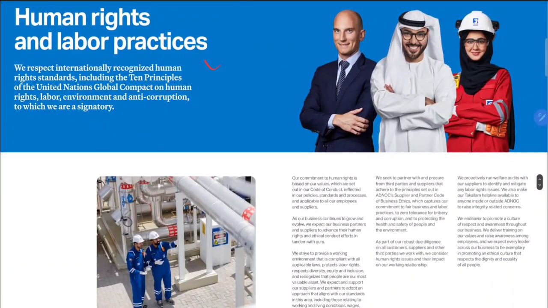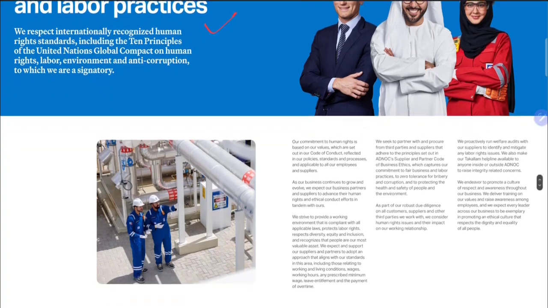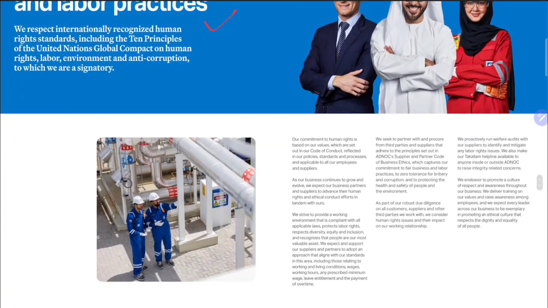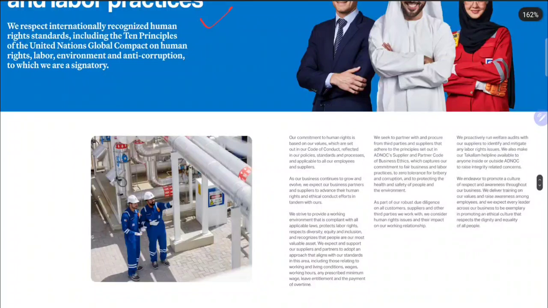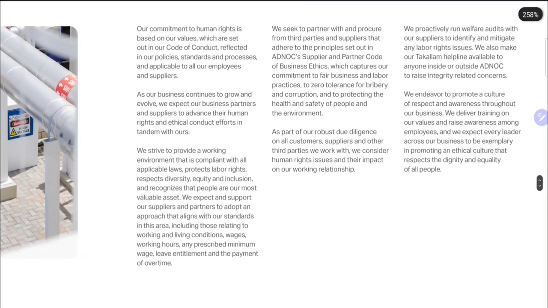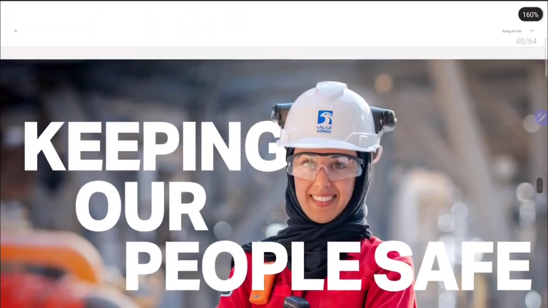Then next comes the human rights and labor practices materiality topic, where you can see multiple pieces of information related to human rights. We focus here, as per UNGC, the United Nations Global Compact, on human rights, labor, environment, anti-corruption, different themes or thematic areas. You see the commitment towards human rights, how the company is committed, and what relates to supply chain human rights protection. They write about the supplier partner code of business ethics and code of conduct, which has been developed and implemented actually. So the details are available here.